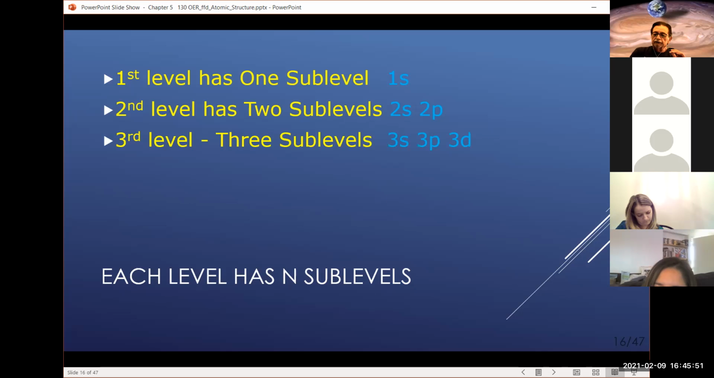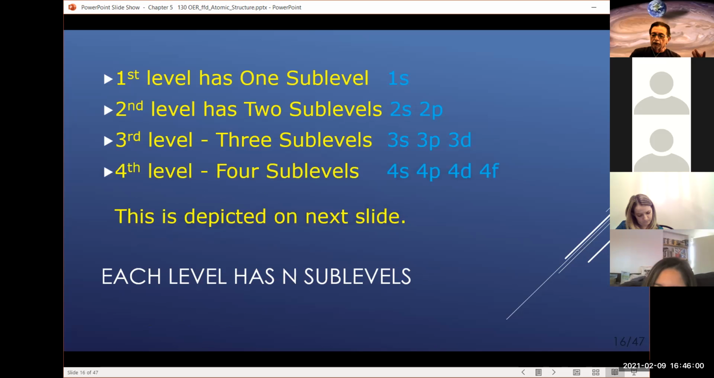On the 3rd energy level, keeping track as we go down the periodic table, there are 3 orbits. We've got the S, the P, and the D. And then the 4th, we introduce the 4th one, which is the F.